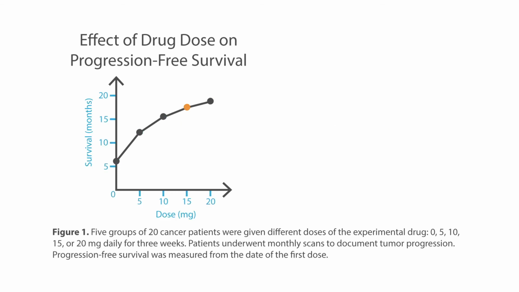For example, if we pick this data point and look straight down at the x-axis, we will see that this data point represents a dose of 15 milligrams of our cancer drug. If we draw a line straight to the left, we see that this point also represents about 17 months of progression-free survival. You can also see here how we're using this graph to show the relationship between the two variables of dose and survival. Every graph should have a title that clearly states what the graph is about. The title often states both the independent variable and the dependent variable.